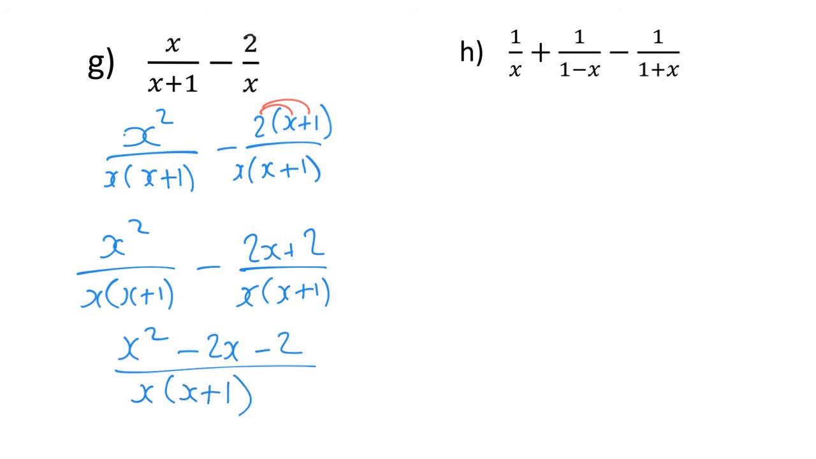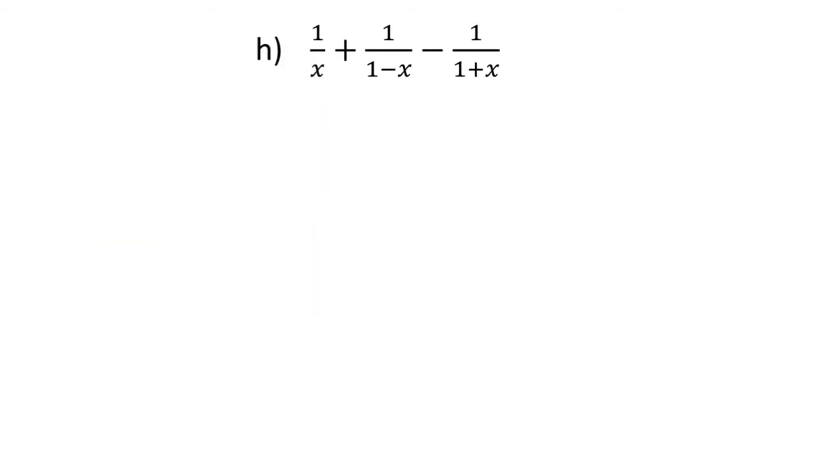If we could, we should always try and factorize this numerator because we might be able to simplify at some stage. So the sum is minus 2 and the product is also minus 2, but there aren't any numbers that multiply to give minus 2 and add to give minus 2. So x squared minus 2x minus 2 can't be factorised. So this is its simplest form.